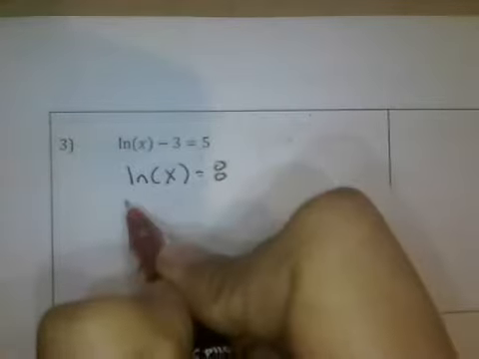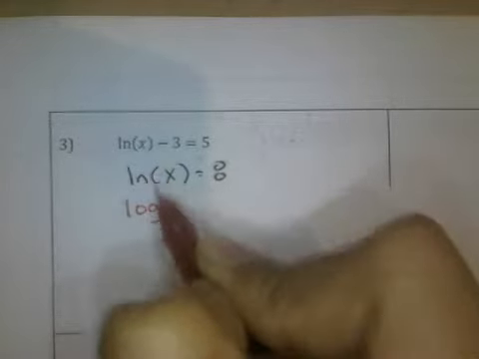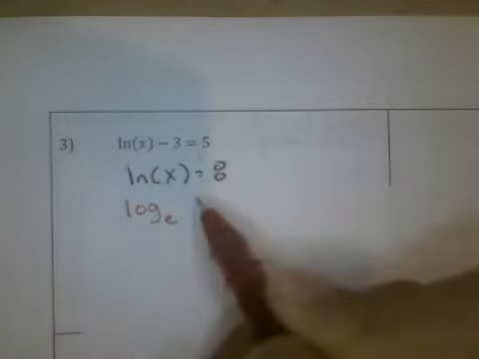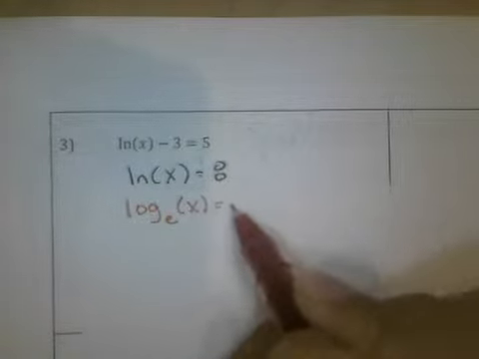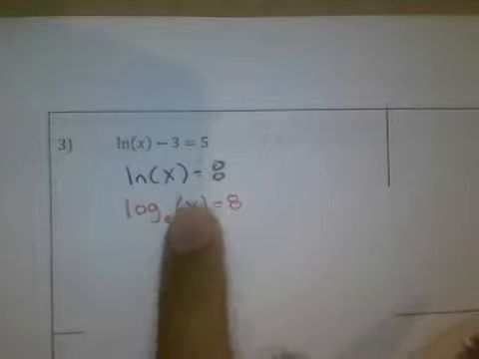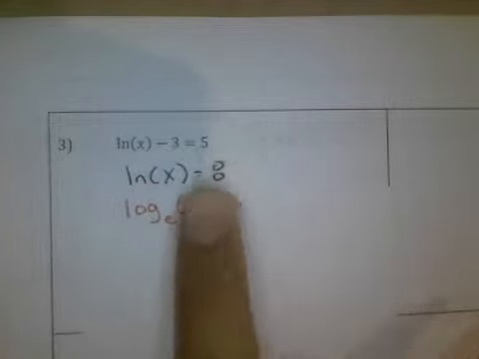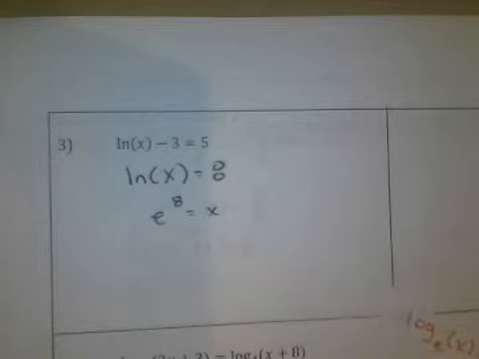And then remember that ln is the same thing as log base e. That's just a different way of writing that. So this whole expression could be written as log base e of x equals 8. In this case, I know how to rearrange this. I've got 3 pieces. They get flipped around a little bit. The base comes down, 8 becomes the exponent, and then x goes by itself.